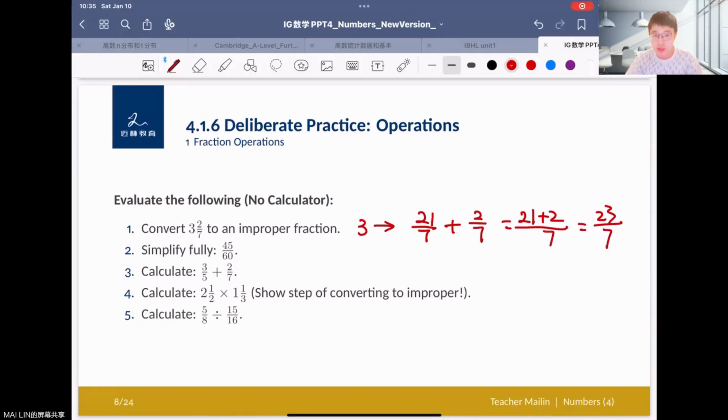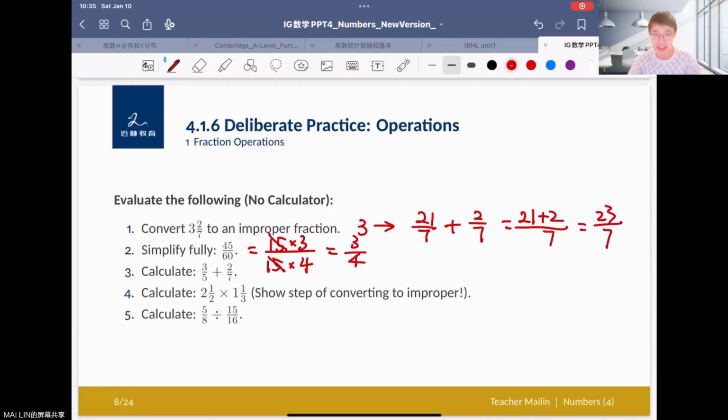And second is to simplify the fraction 45 over 60, right? So you can first write down 45 as 15 times 3, and 60 is 15 times 4. So you can divide both by 15 at the same time. So the final answer is 3 over 4.